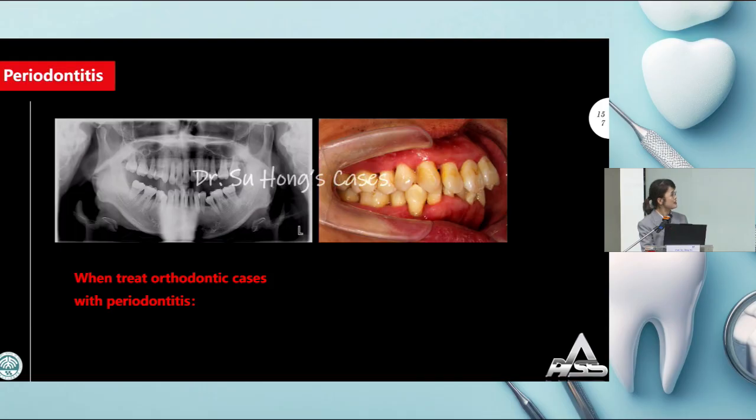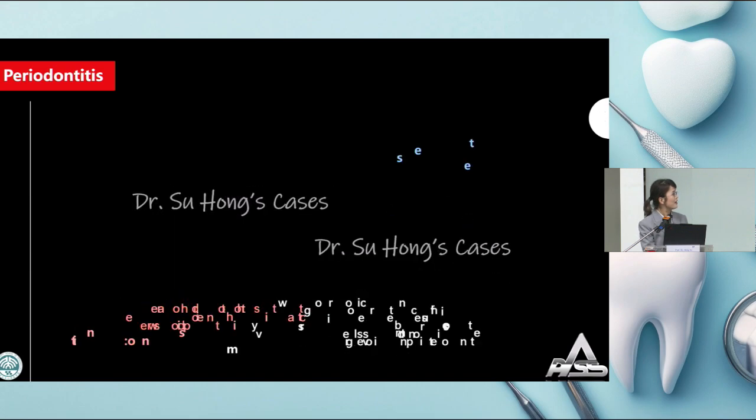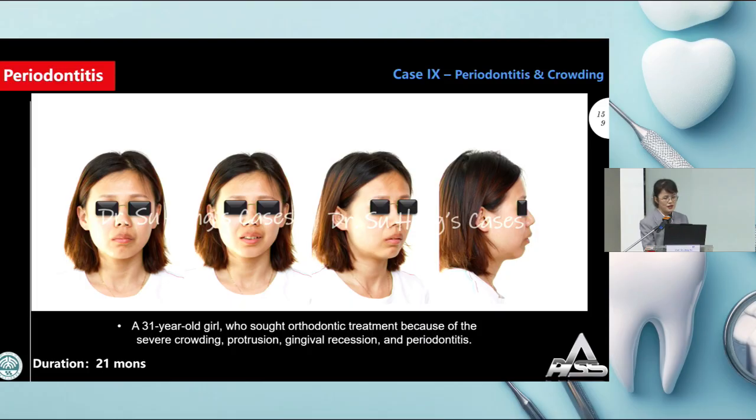You can see this case, it's very, very dangerous. But with the PASS, we can treat it like that. Here's a 31-year-old girl who sought orthodontic treatment because of severe crowding, protrusion, gingival recession, and periodontitis. She's not very confident.